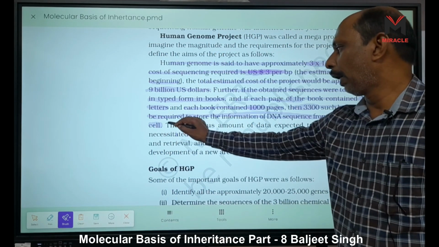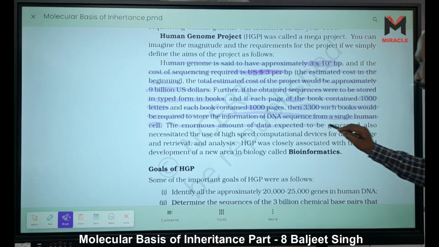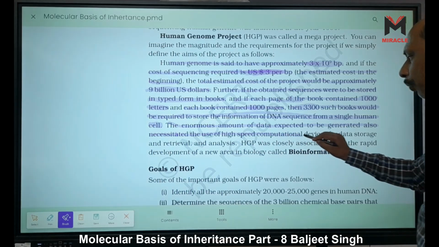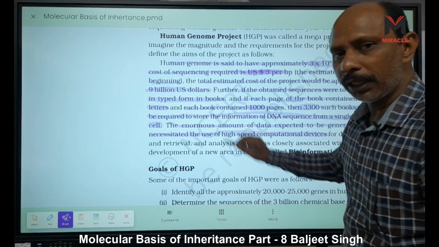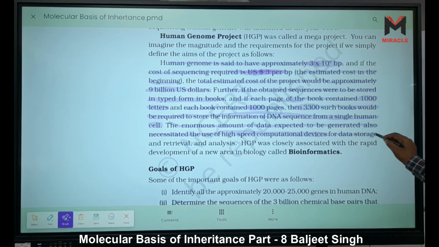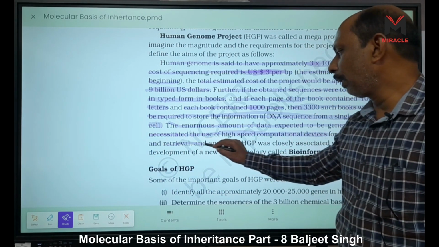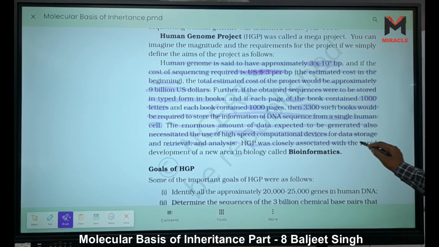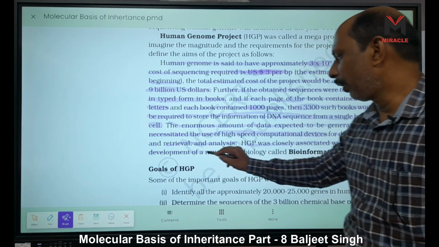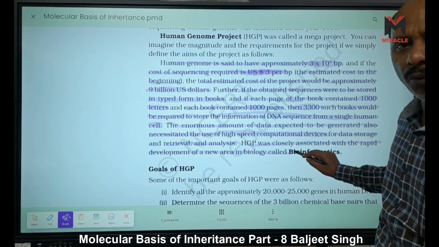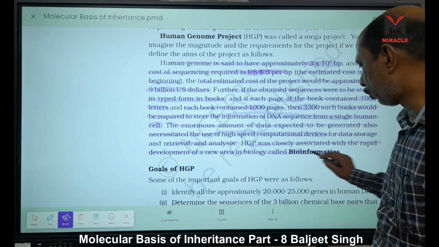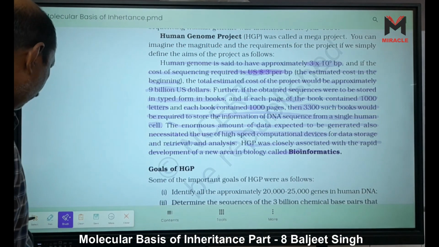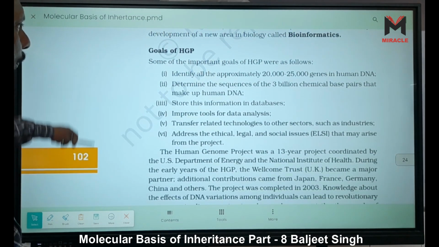The enormous amount of data expected to be generated also necessitates the use of high-speed computational devices, computers, for data storage, retrieval and analysis. Human Genome Project was closely associated with the rapid development of a new area in biology called bioinformatics, right? Now, what are the aims or goals of HGP?